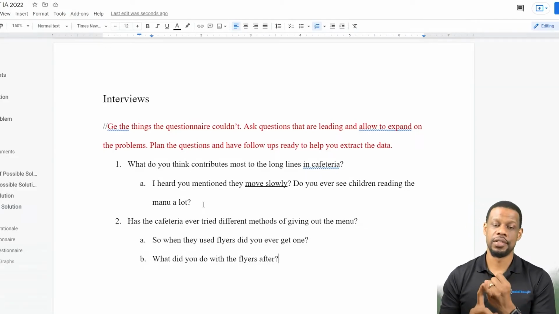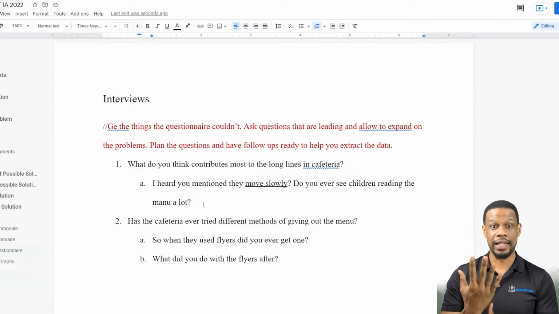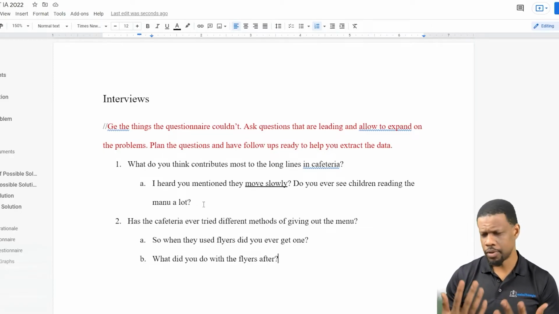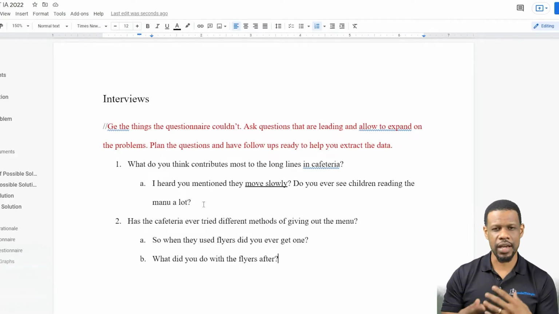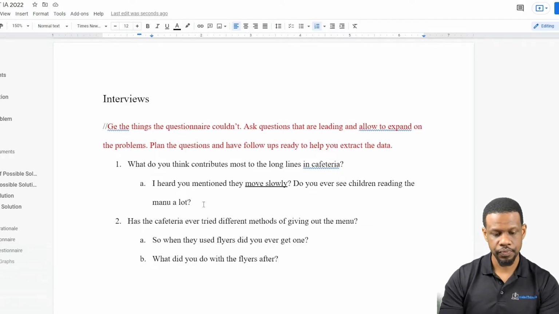They would say that the cafeteria tried to implement flyers, they tried to announce it in the morning, or something like that. You want to show that they know that they have a problem, there is a problem, you experience the problem, and you're trying to figure out, okay, that's where the issue actually is, right?